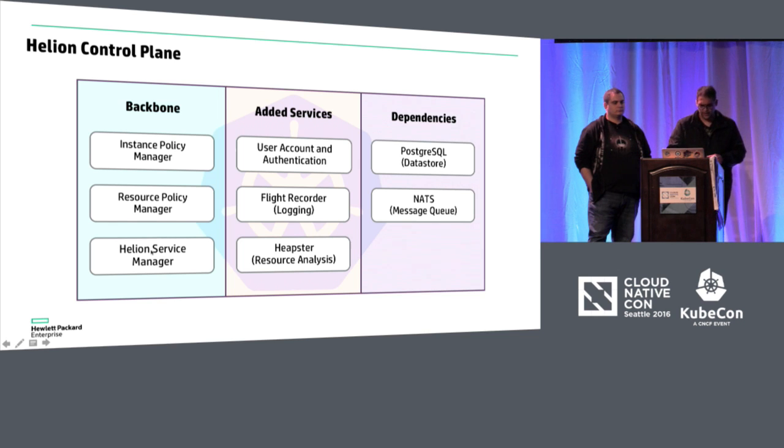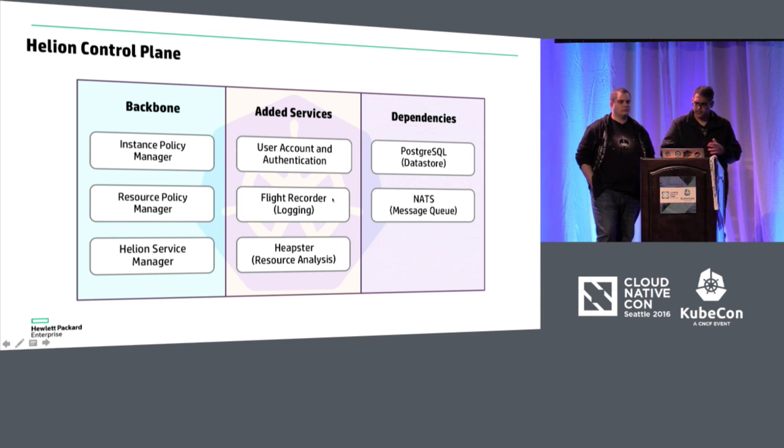I mentioned the Helion Service Manager briefly before. This is the brains that is responsible for the application catalog. So it takes care of, for example, listing out the services that are available to you, doing service discovery, and also things like doing the parameter generation that we talked about earlier.